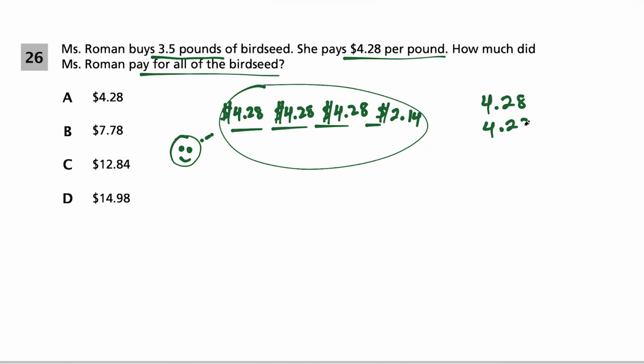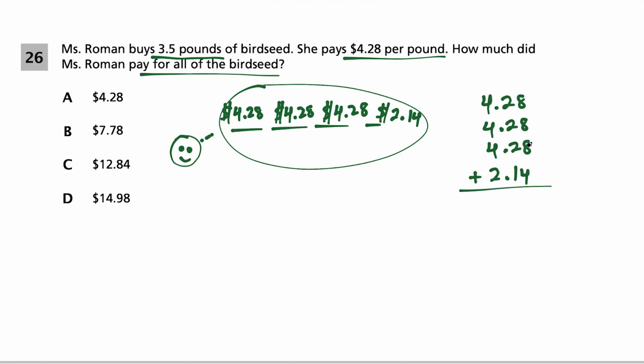Okay, so this is one approach to the question, is that we could just take 3 of the $4.28, and then we take one of them and cut it in half, and then we just add this all up. And this would tell us how much it cost for the 3.5 pounds of birdseed. Okay, so we could just use this addition here.